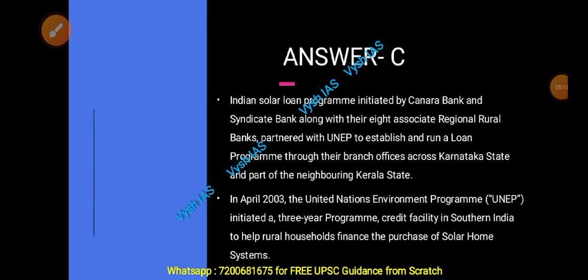The answer is C, Kerala and Karnataka. The Indian Solar Loan Program was initiated by Canara Bank and Syndicate Bank. You will be very surprised how that can be, but it is true. Along with their eight associated regional rural banks, they partnered with UNEP to establish and run a loan program through their branch offices across Karnataka and the neighboring state, Kerala. In April 2003, the United Nations Environment Programme initiated a 3-year credit facility in southern India to help rural households finance the purchase of solar home systems.